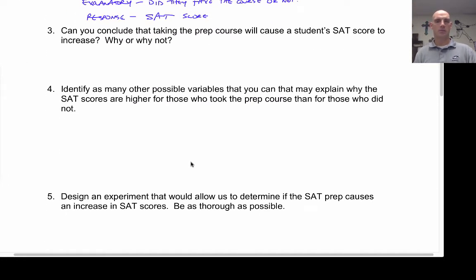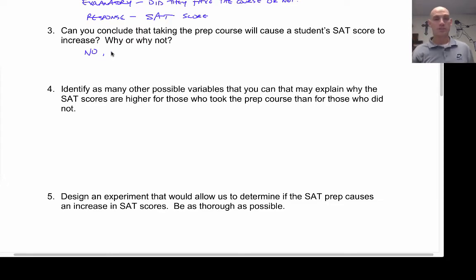Can you conclude that taking the prep course will cause the student's SAT score to increase or not? Why or why not? I think you have to say no here, right? How many factors could go into this, right? So the students who take this course, maybe they're highly motivated. Maybe they would have done better anyway. Maybe they are taking an extra class on their own as well. You don't know. So there's a lot of unknowns here. So no.